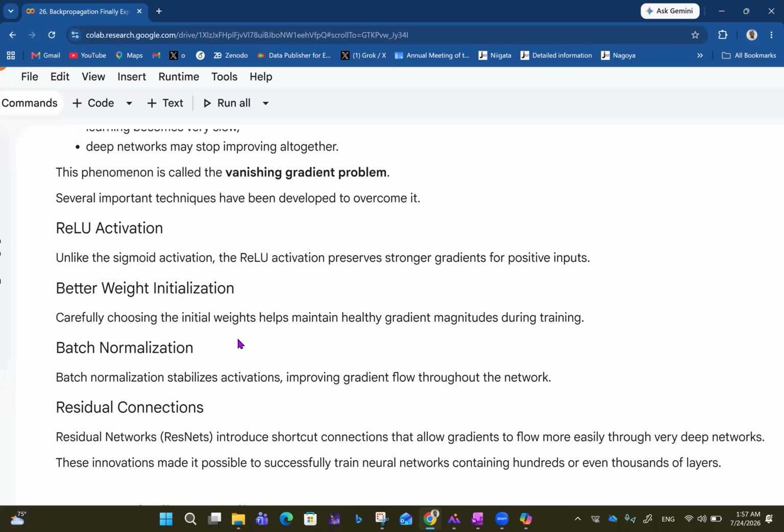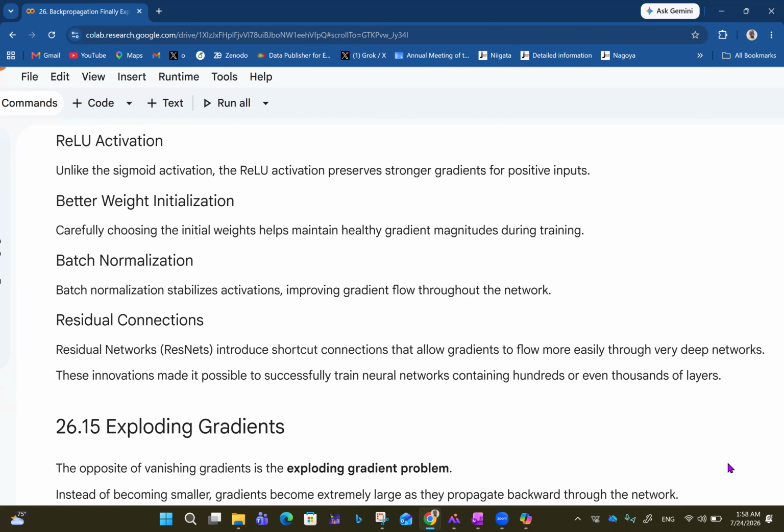And then there's batch normalization. Batch normalization stabilizes activations, improving gradient flow throughout the network. And then you have residual connections. Residual networks like ResNets introduce shortcut connections that allow gradients to flow more easily through very deep networks. And these innovations made it possible to successfully train neural networks containing hundreds or even thousands of layers.